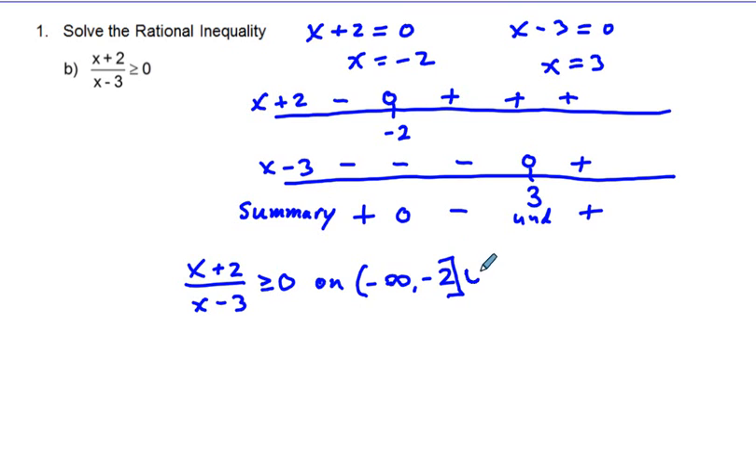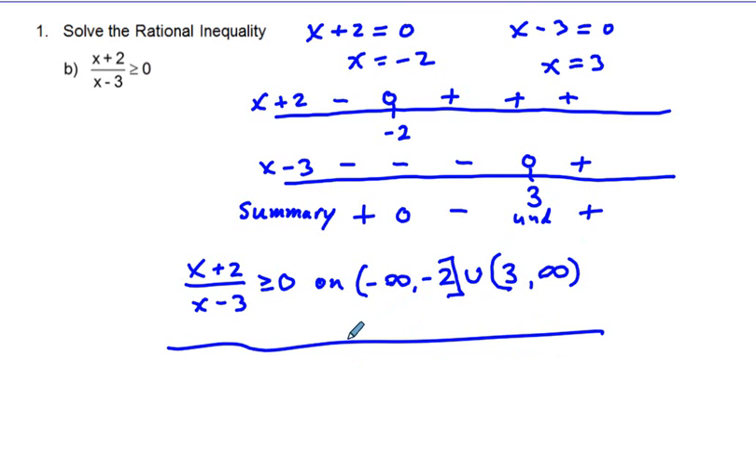Then we have another positive region to the right, and that's going to start occurring at 3. Now, is 3 included? Well, we have undefined. The expression is undefined where x equals 3, so 3 is not included. So we put a parenthesis here, and then comma, infinity. So that's going to be our problem worked out here.